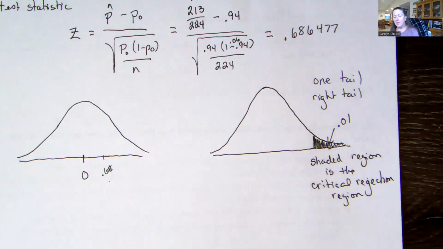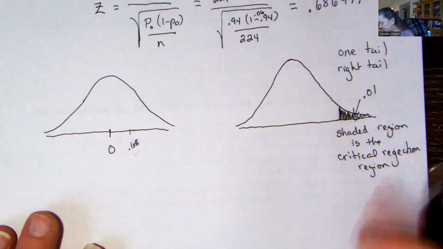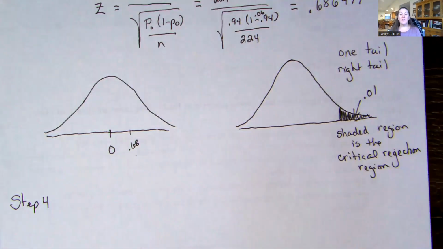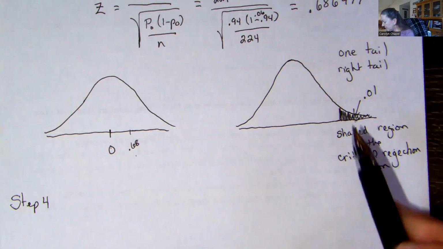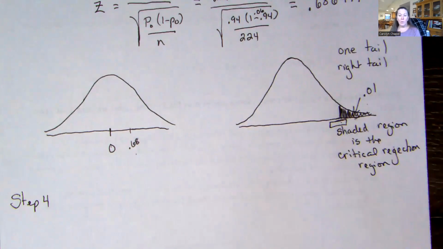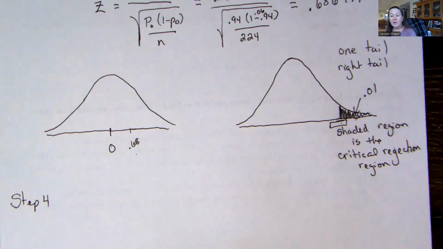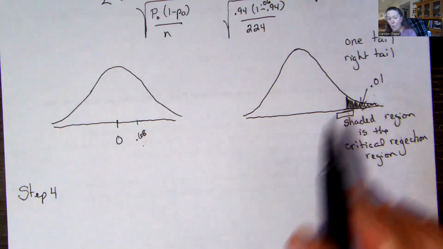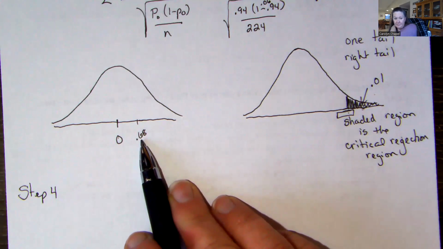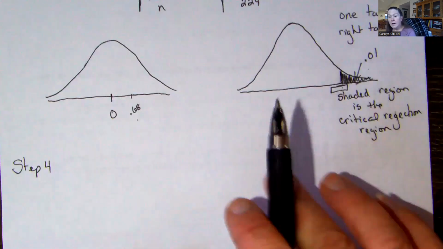And this is where step 4 gives us 2 options. So step 4, what we can do is find our critical value, which would give me this value right here associated with the 0.01. Okay, that's finding our critical value. Or we can find the p-value associated with this. So I'm going to kind of do it both ways.